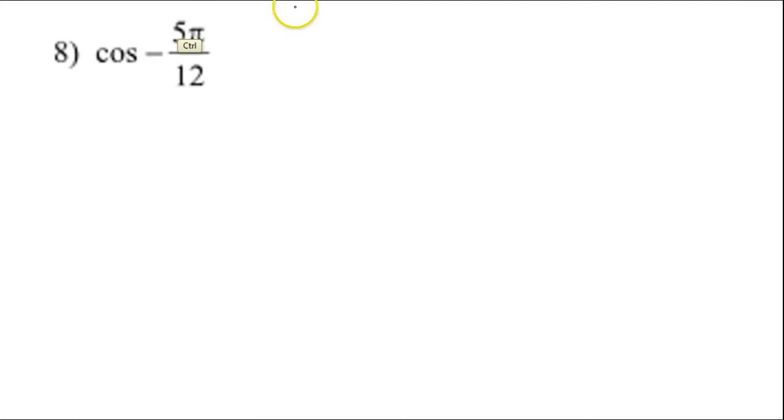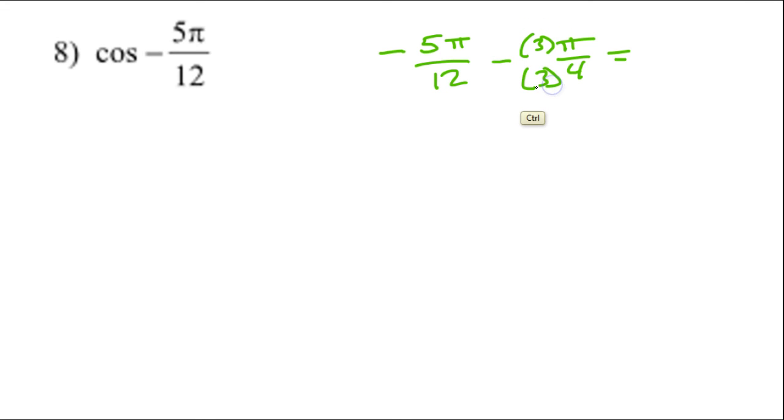Number 8, first I'm going to do that little calculation off to the side so I can figure out exactly how to break down negative 5 pi over 12. My strategy is to subtract pi over 4 and see what I get. To have like denominators, I need to multiply by 3. Negative 5 pi minus 3 pi is negative 8 pi over 12.